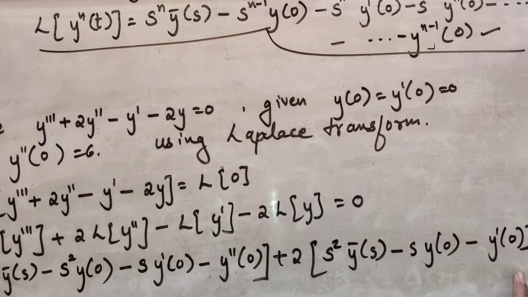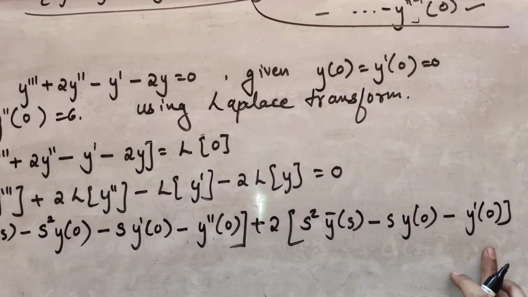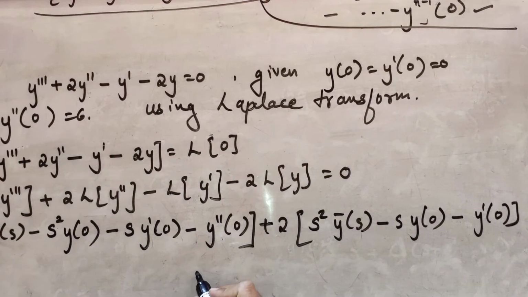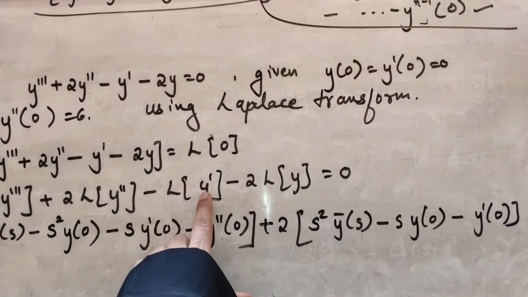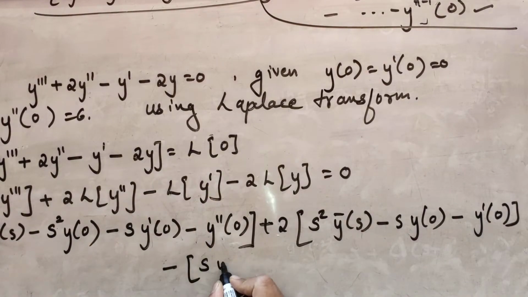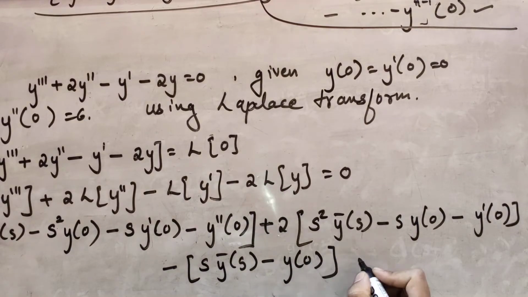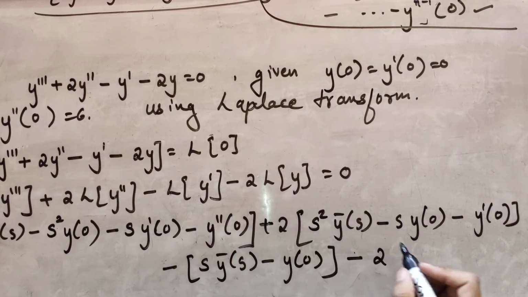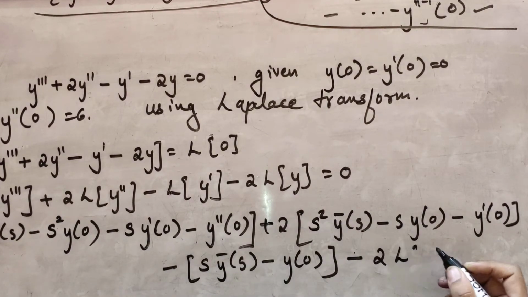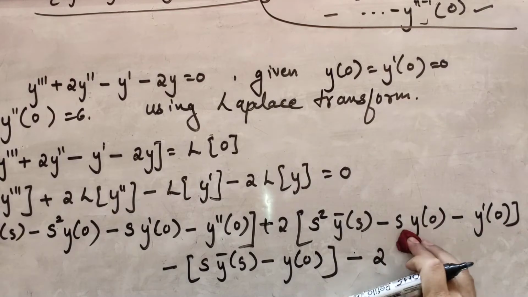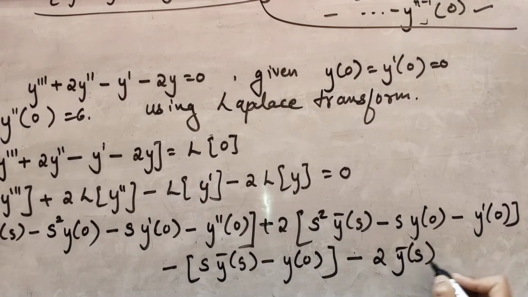Okay, y dash of 0. Done? Plus, it is minus there again, minus the Laplace transform of y dash, so for n equals 1, it will be s into y bar of s minus y of 0, minus 2 times the Laplace transform of y, it will be y bar of s. Write it. This last term is equal to 0.